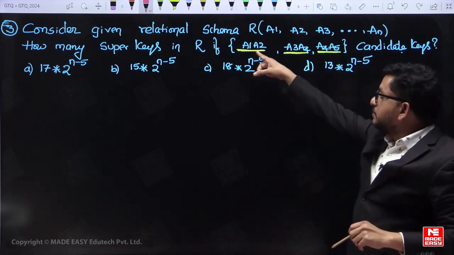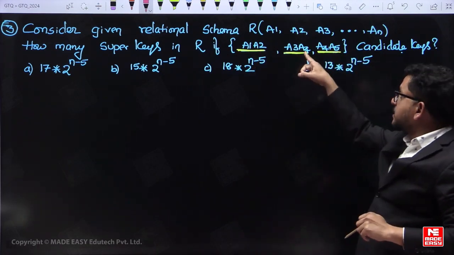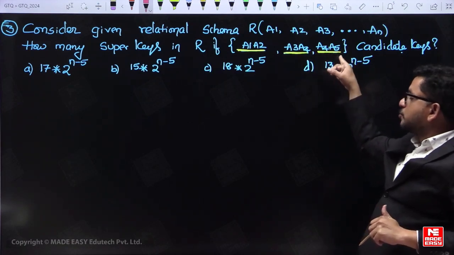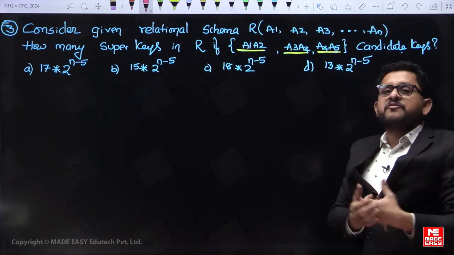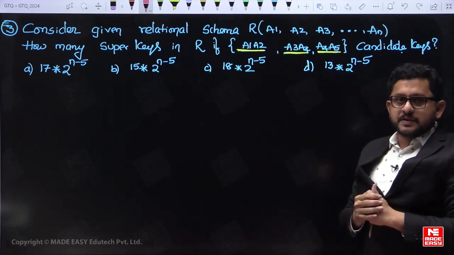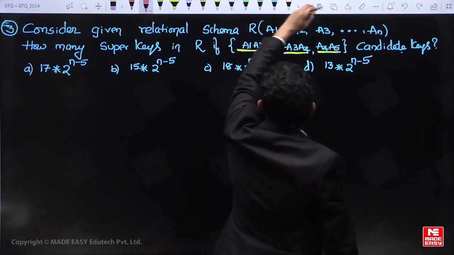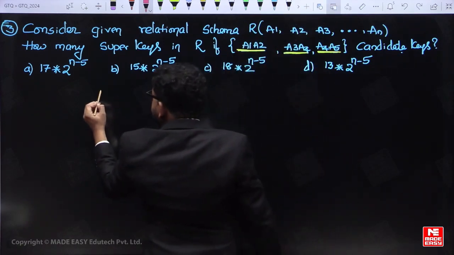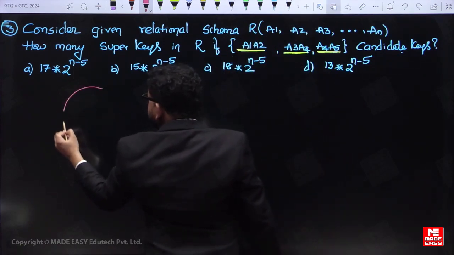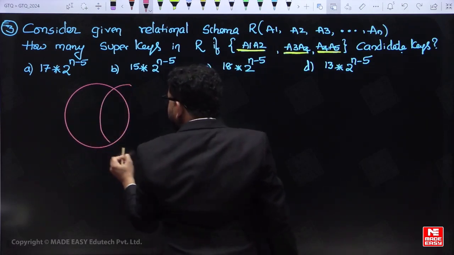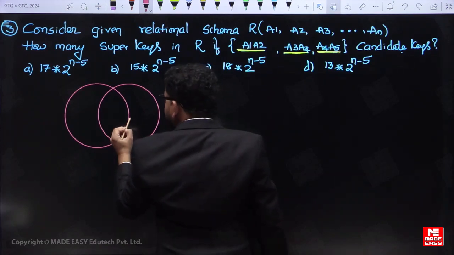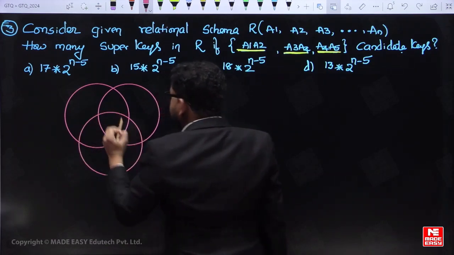Okay, super keys because of the first candidate key, super keys because of the second candidate key, super keys because of the third candidate key. Only 3 sets are there, so we can perform union for them. It becomes much easier, right? So we can also compute the number of super keys like this. These are the super keys because of the first candidate key, the second candidate key, and the third candidate key.